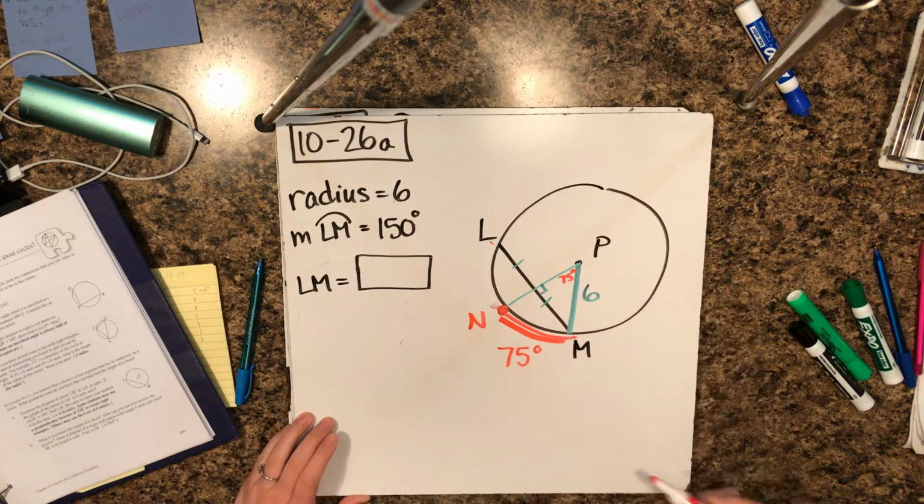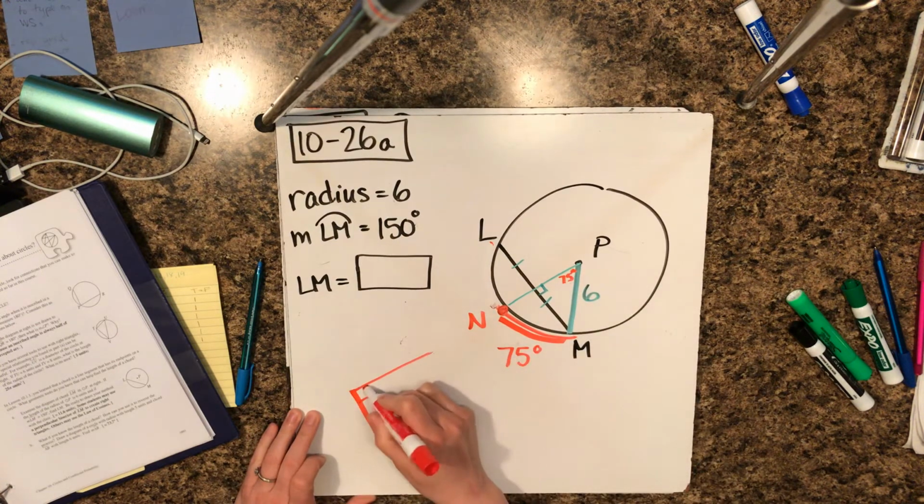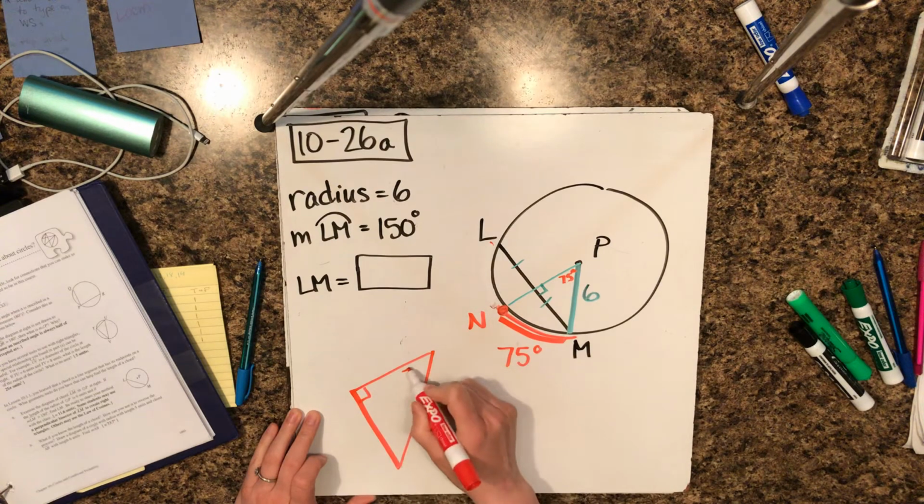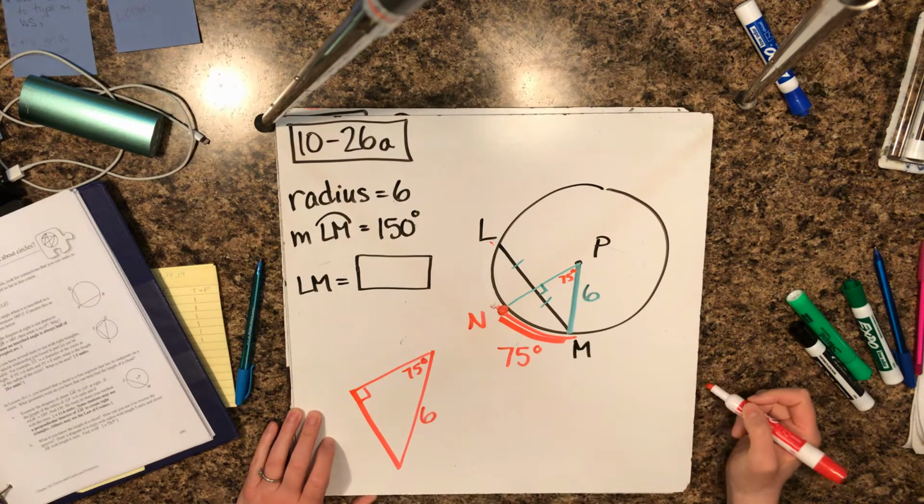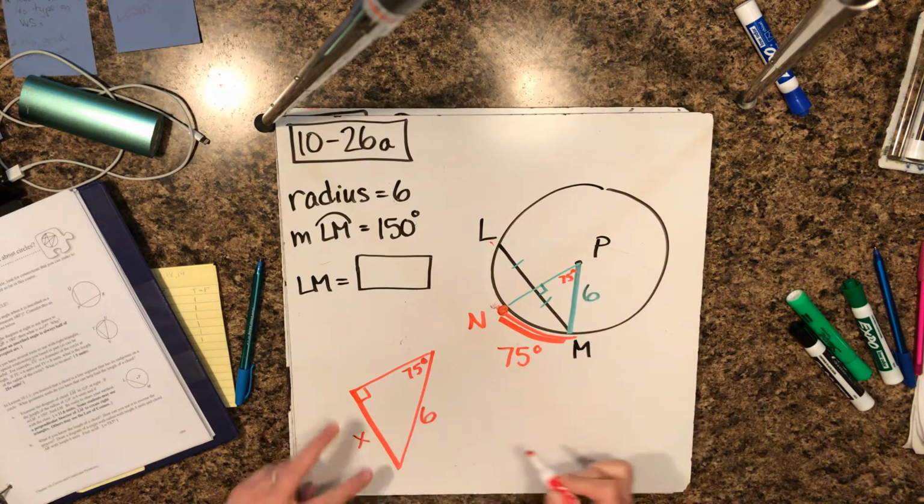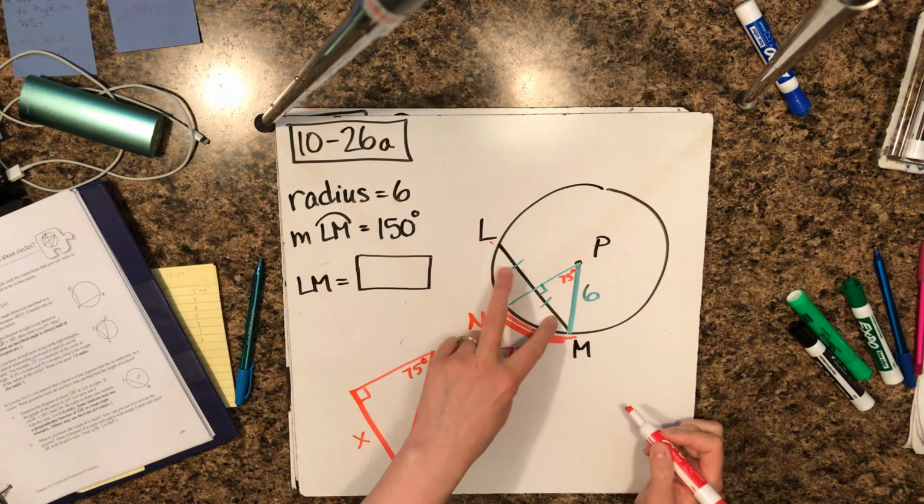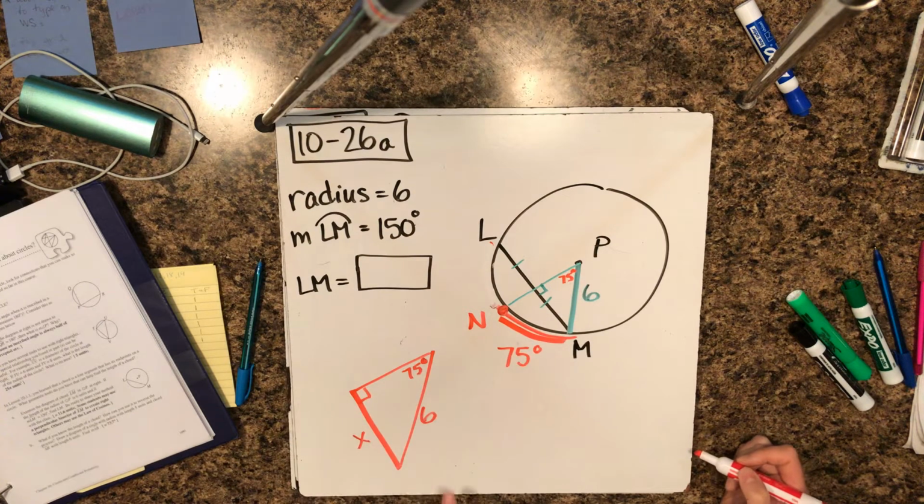So I have a right triangle here, and I'm going to redraw it. I have a right triangle, there's my right angle, there's the 75 degrees, and the radius is 6. So my job is really to find all of LM, but if I can find this part here and double it, I can find what LM is. So this one is not a good candidate for Pythagorean theorem. I don't know two sides, but it is a good candidate for SOHCAHTOA.